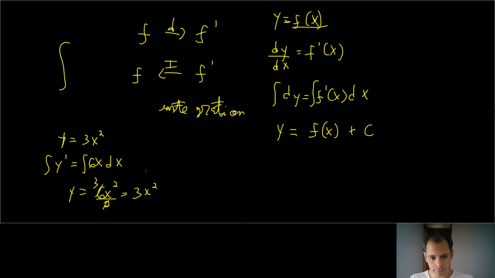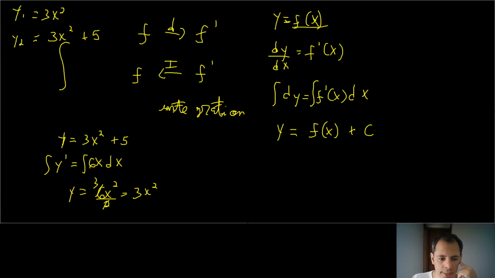Now let me show you. So this was the formula: y sub 1 equals 3x squared. Now let's put y sub 2 equals 3x squared plus 5. When you differentiate it, this becomes 6x, and this 5 is cut away. It's just gone.